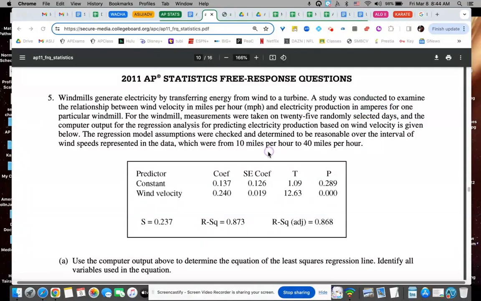I can also see in the prompt that they're telling me the domain of their x values, so that when you make predictions, you'll know whether you're extrapolating or not. So that's the information I'm getting from this. What's the input? What's the output? And they also give me the domain.